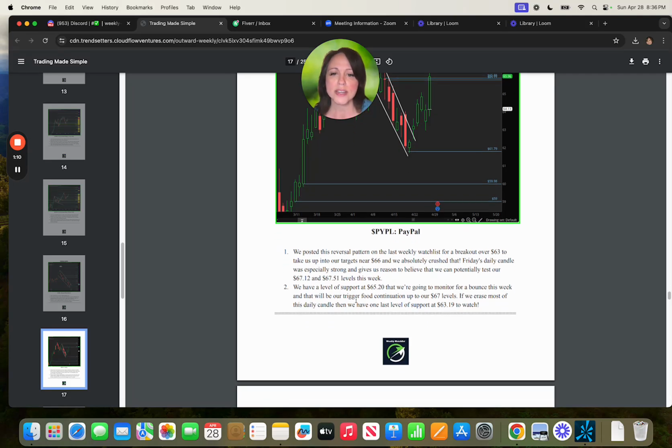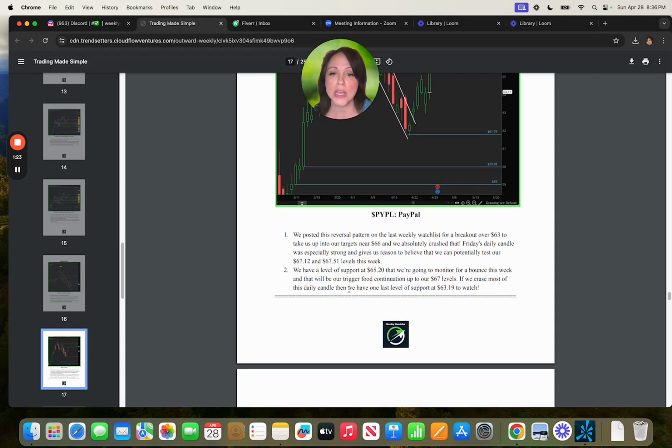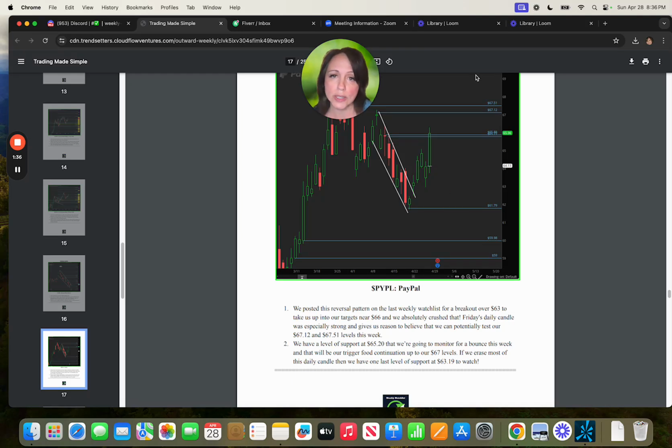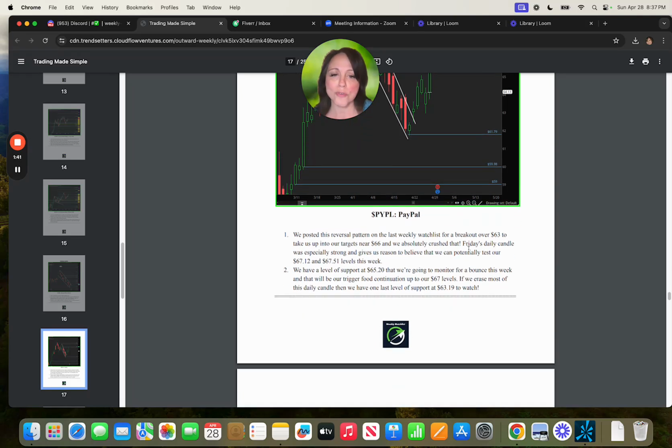But you could see that it said that Friday's daily candle was especially strong and gives us reason to believe that we potentially could test our 67.12, 67.50 levels this week, as well as PayPal having earnings this week, right? So we have a level of support at 65.20. And we're going to monitor for a bounce this week. And that will be our trigger for a continuation to the 67 level. And why is that? Well, nothing goes up in a straight line. There's always an ebb and a flow. So that is the area for a bounce.